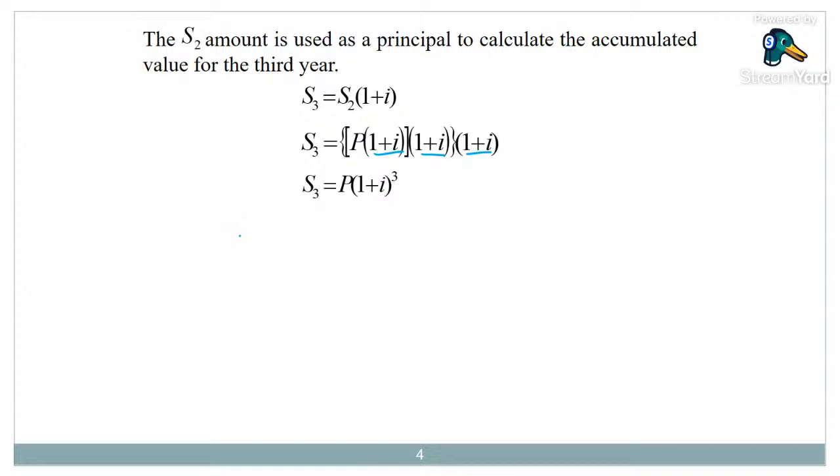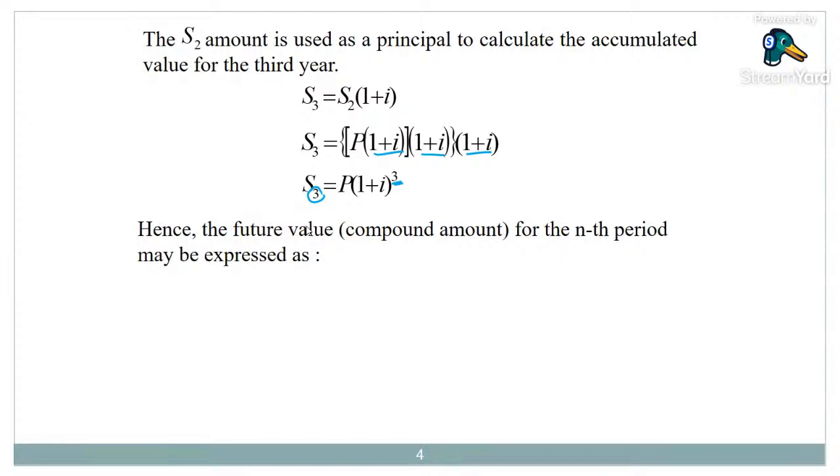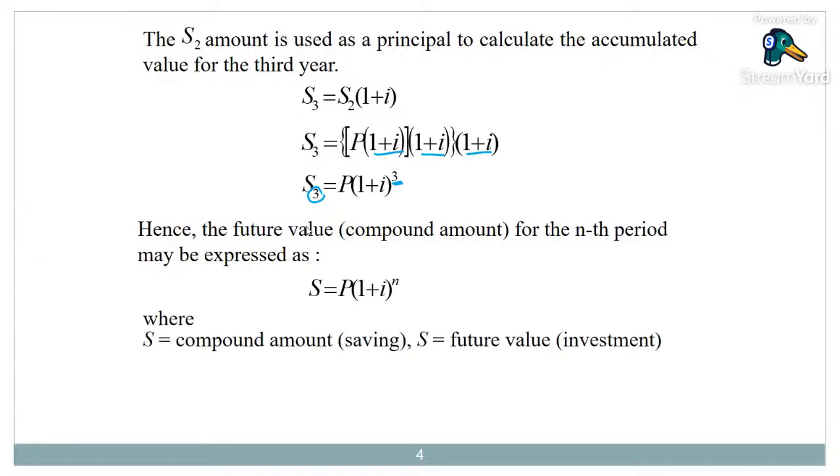So kalau kita tengok through deduction kan, kita tengok nilai S tahun ke berapa, kita tengok power dia tadi. So kita boleh tulis sebagai general, hence the future value compound amount for nth period may be expressed as S equal to P multiplied by (1 plus I) to the power of N. Ini kalau kita compound setiap tahun lah, sebab after 1 year, after 1 year, after 1 year. Okay, so this is the general formula where S is the compound amount or saving, ataupun kalau kita investment kita panggil dia sebagai future value.